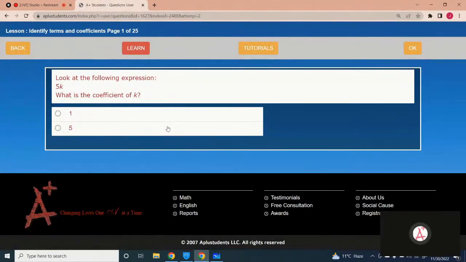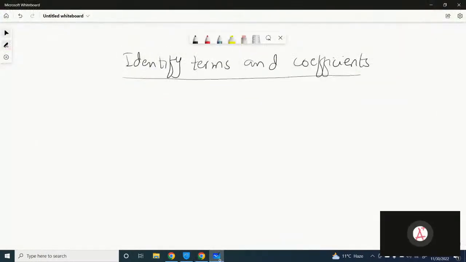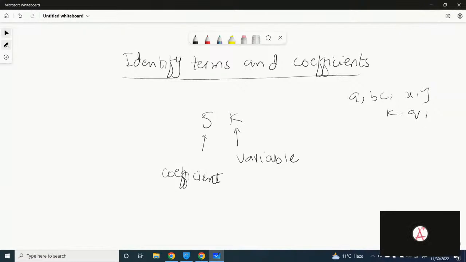5k. What is the coefficient of k? Okay, so you have 5 and k. K is the variable in the expression and 5 is the coefficient of the variable k. Got it? Coefficient is the numbers that are written with the variables. This is the variable. Whatever the variable is, a, b, c, x, y, k, q, they all are the variables.